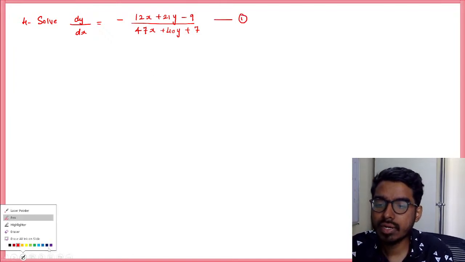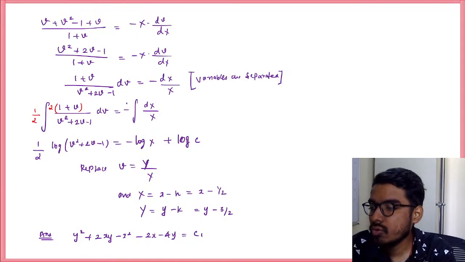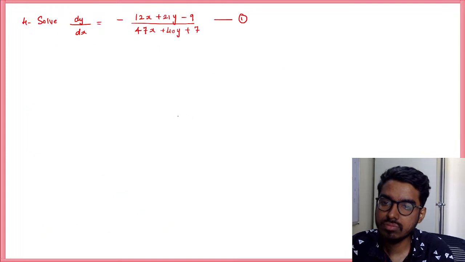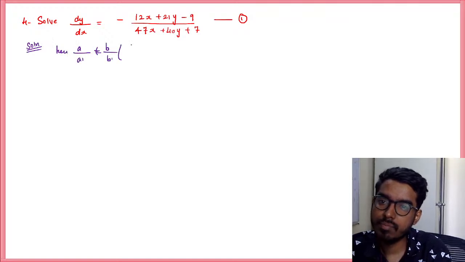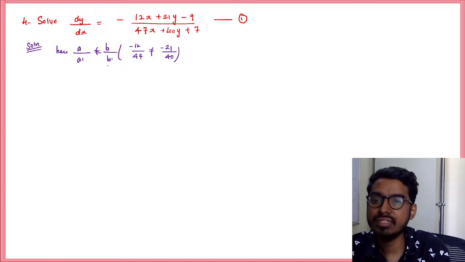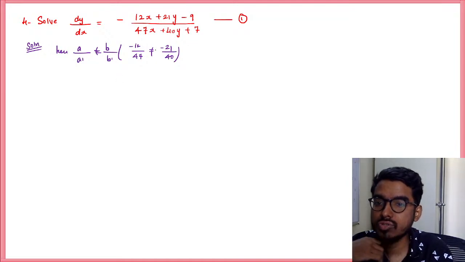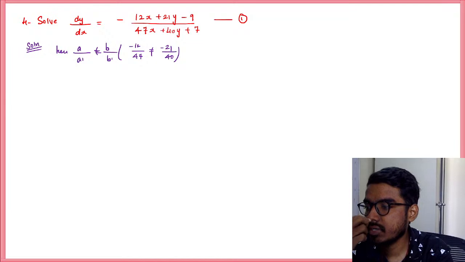So you can do any problem from now on, right? Because you know how to do problems based on the variable separable method, and you know how to do problems based on homogeneous differential equations. So here a by a dash is not equal to b by b dash, right? Here we have 12 by 47 is not equal to 21 by 40. Therefore, this comes under case 1, which can be reduced to a homogeneous differential equation. We have to use some substitution.